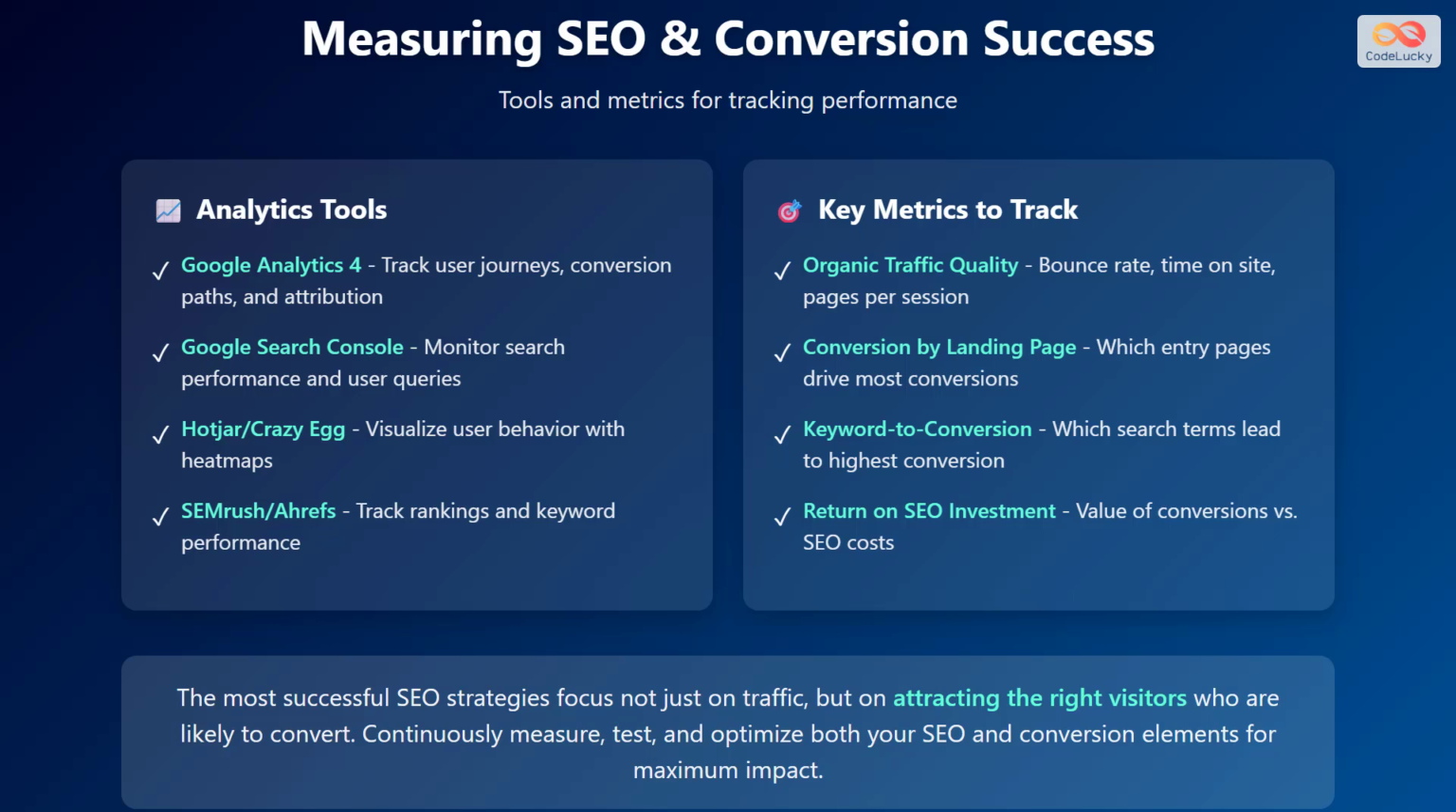Focus on organic traffic quality, including bounce rate, time on site, and pages per session. Analyze conversion by landing page to see which entry pages drive the most conversions. Track keyword to conversion data to determine which search terms lead to the highest conversion rates. And, of course, measure your return on SEO investment, comparing the value of conversions against your SEO costs.